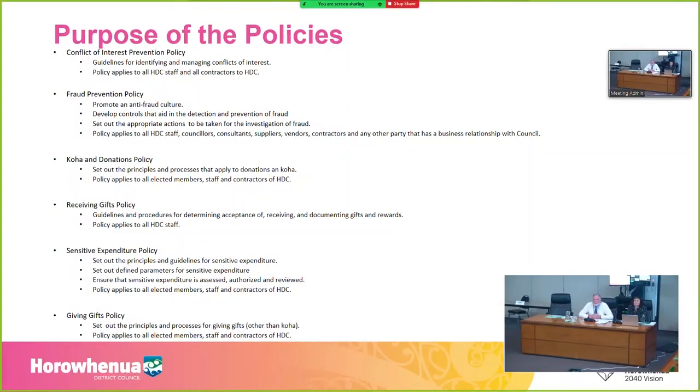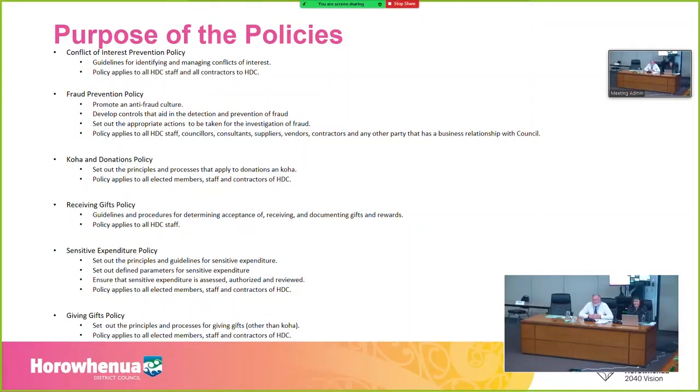The koha donations policy, once again, sets out some principles and processes that apply to donations and koha. That policy applies to all elected members, staff and contractors of HDC. The receiving gifts policy sets out guidelines and procedures for acceptance, receiving and documenting of gifts. And once again, the policy applies to all HDC staff.